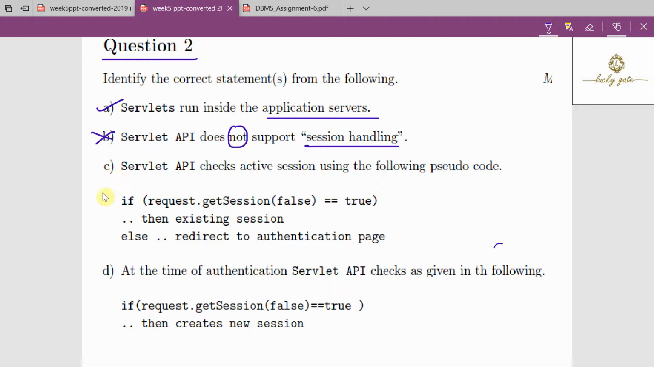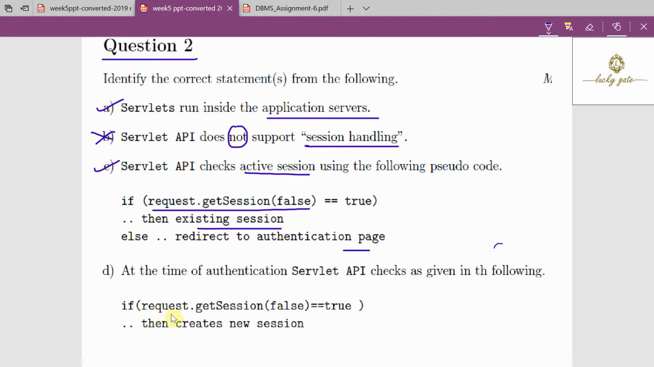Option C and option D are based on the syntax of the Java programming language of servlet API. Now option C given, servlet API checks active sessions using the following pseudocode. Here for testing active sessions, it uses the request.getSession method. Request is an object, getSession is a method with false. Request.getSession(false) returns the existing session if an active session is already there, otherwise it redirects to some authentication page. This is a correct representation.